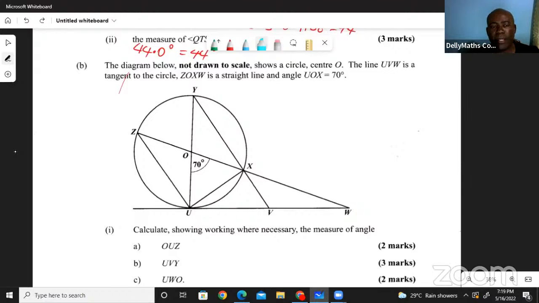And then we have ZOXW is a straight line. So they're referring to ZOXW. They're telling you that this is a straight line all the way going there. We see that. And then they're giving us an angle, UOX. They said UOX in that corner right there is 70 degrees. Right here is our 70, and we're picking up that. No problem.